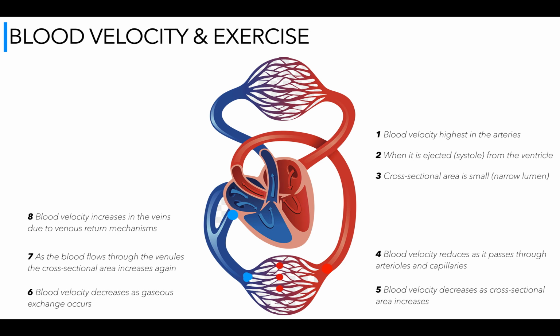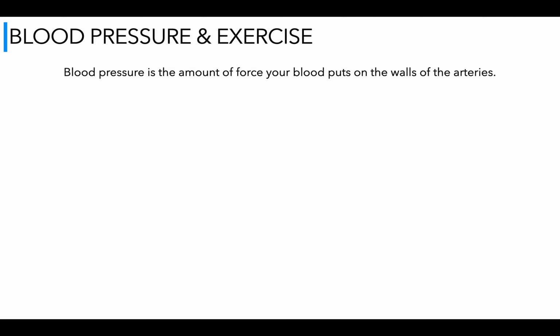Okay? And finally we have blood pressure. Now I'm going to do my best to explain this one, because it can be a little bit complicated, but hopefully I can make it simple. So first of all, what do we mean by blood pressure? Blood pressure is the amount of force your blood puts on the walls of the arteries. The higher the blood pressure, the more force there is. But blood pressure does have a formula, and I'm going to present this formula in the hope to make this explanation simpler.